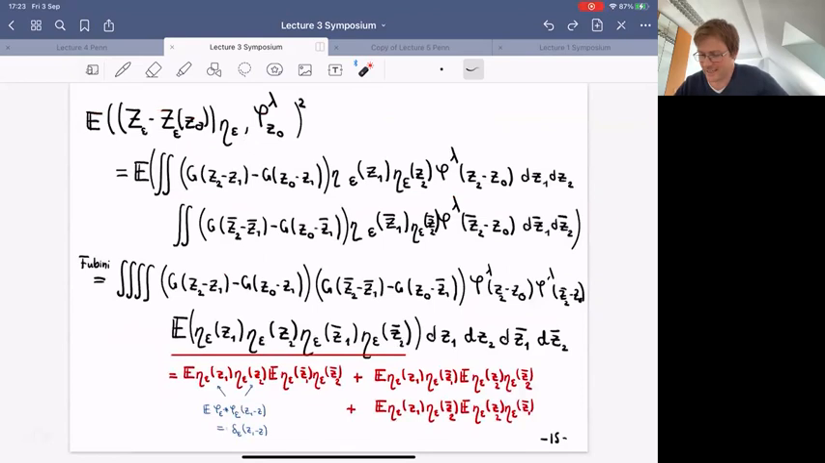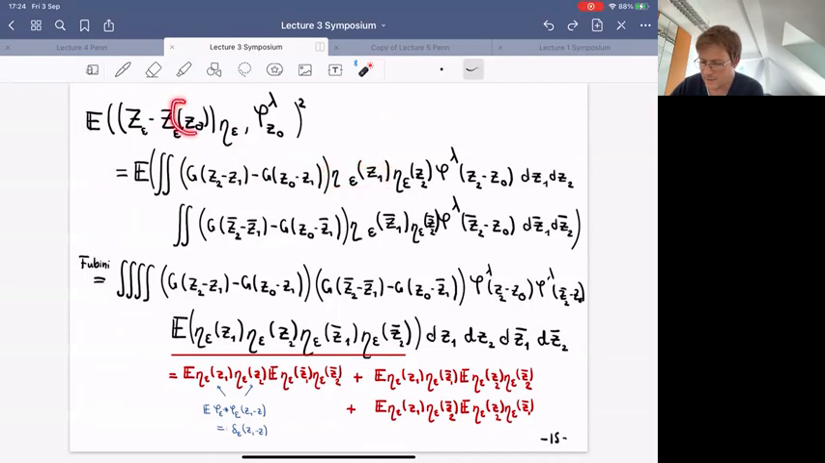So we want to calculate. Let me walk you through this because it looks horrible. We want to calculate the variance of that. That was the aim. From the first to this line, I've done nothing but plug in. Here I have this object, eta epsilon. I've just used the fact that this is the convolution of this function with the eta.